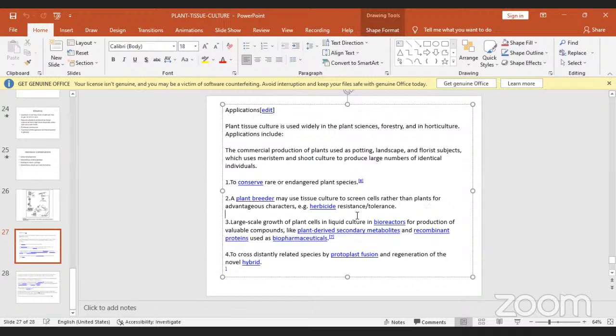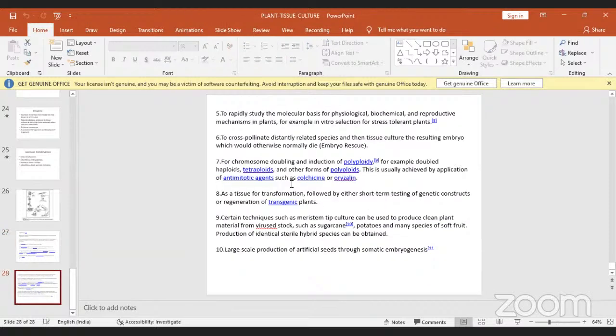Large scale growth of plant cells in liquid culture in bioreactors for the production of valuable compounds like plant-derived secondary metabolites and recombinant proteins used as biopharmaceuticals. Also to cross distantly related species by protoplast fusion and regeneration of the novel hybrid. And next, to rapidly study the molecular basis for physical, biochemical, and reproductive mechanisms in plants.